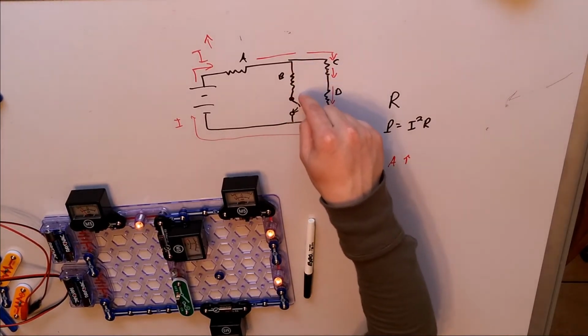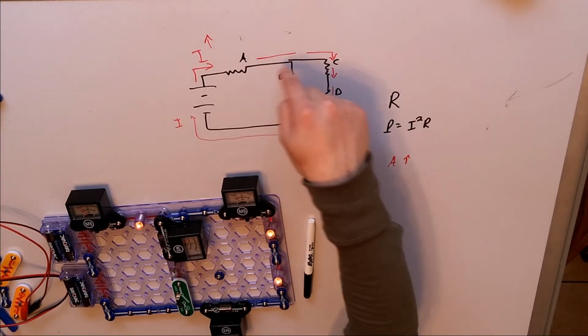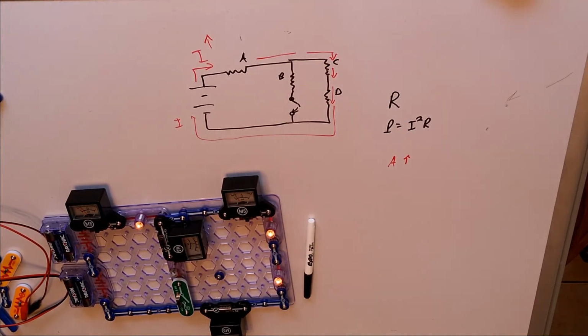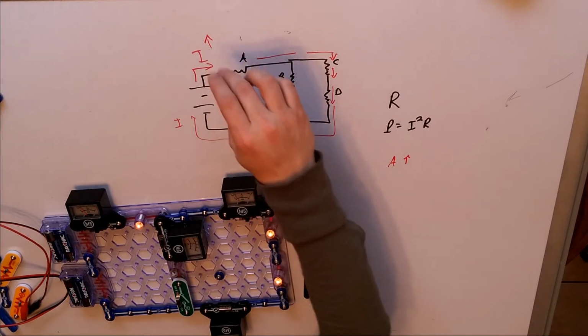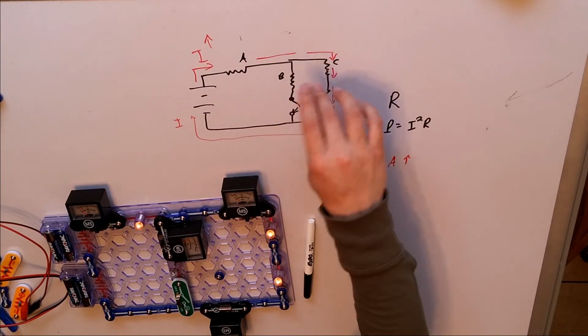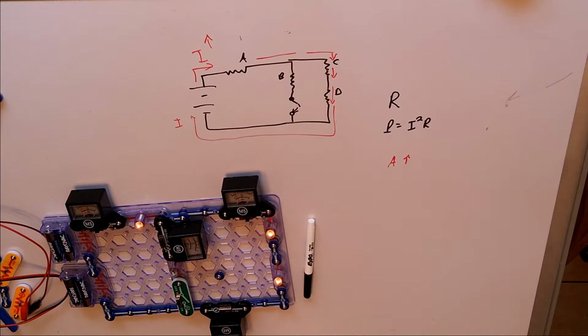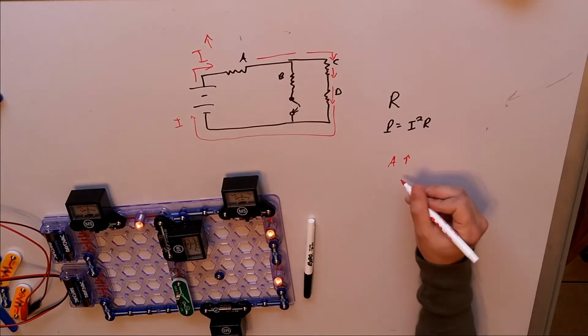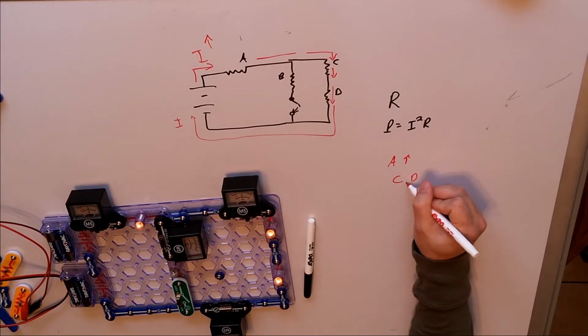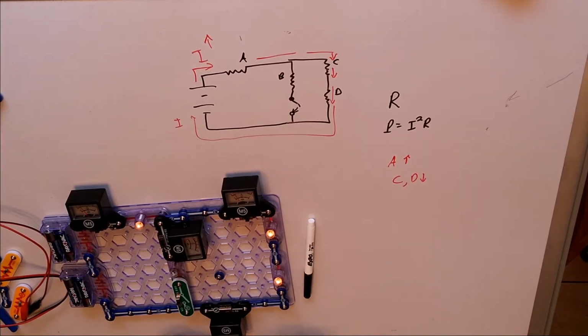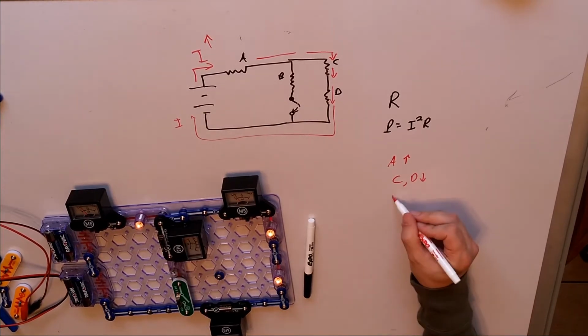But we're going to have some of it go down through B, and some of them go off through C and D. Even though our total current has increased, because we're splitting it, C and D should end up with less current going through them. So C and D are going to get dimmer. And then finally, B is obviously going to get brighter.